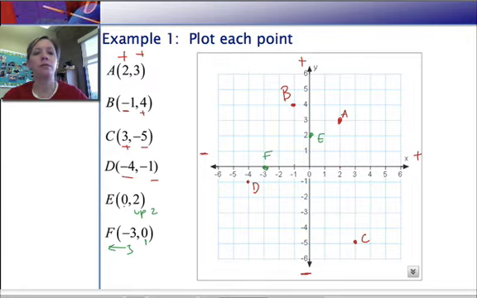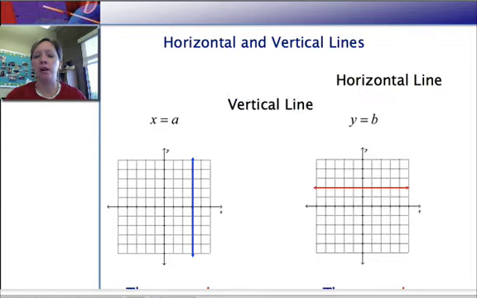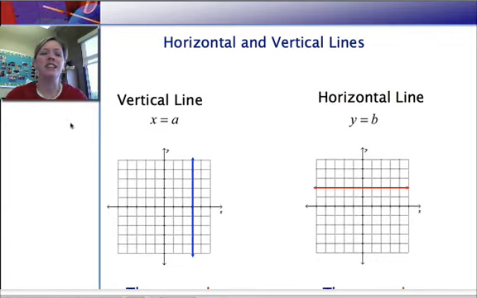Okay. So now let's talk about graphing horizontal and vertical lines. Oh, I totally reversed these. This is so funny. My names are in the wrong spot. I'm going to write that down. There we go. Horizontal and vertical lines. Now write this down. My vertical lines are the lines that go up and down, and my horizontal lines are the lines that go left and right.